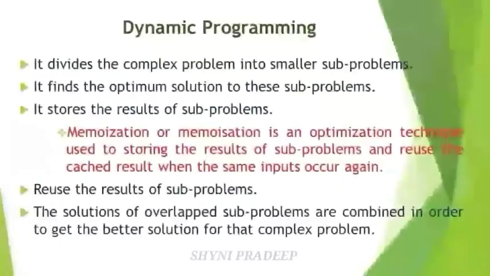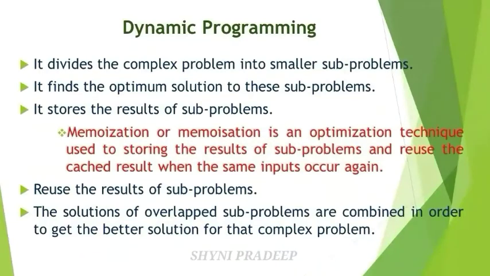Coming to the last topic in the chapter on algorithmic strategy, that is dynamic programming. So what do you mean by dynamic programming? This dynamic programming is mainly used for designing algorithms, so it is called an algorithmic design method. This dynamic programming is similar to the divide and conquer algorithm, which means it breaks down a complex problem into smaller subproblems.